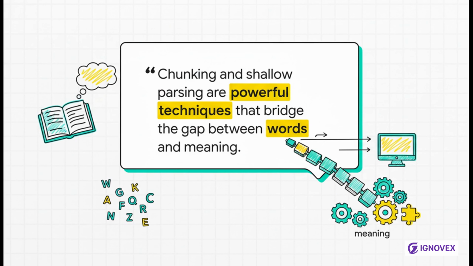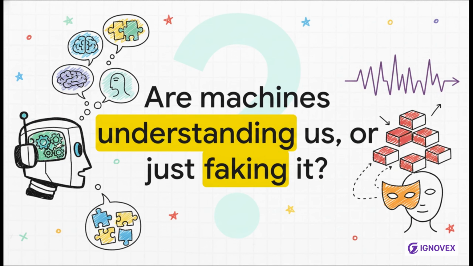It really boils down to this. These techniques are powerful, fundamental tools that help machines build a bridge across that huge gap, the gap between just seeing a bunch of words and actually grasping what they mean. Which kind of leaves us with one last big, fascinating question to think about. By taking this shortcut, by breaking our beautiful, complex language into these neat little pieces, are machines truly on a path to understanding us the way we understand each other? Or are they just getting better and better at a very, very clever imitation?